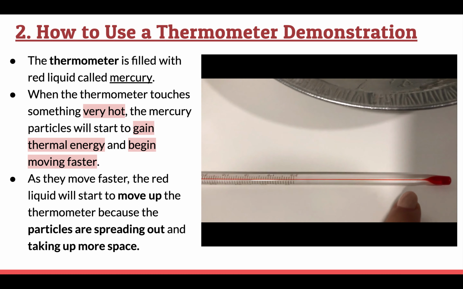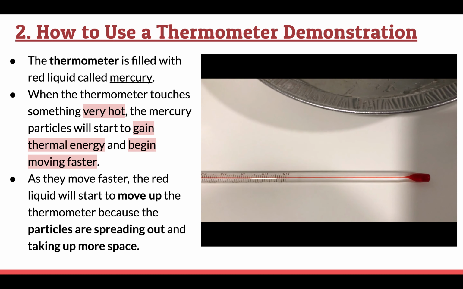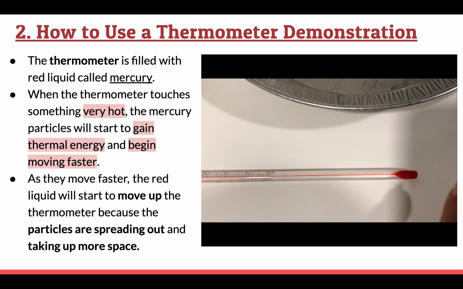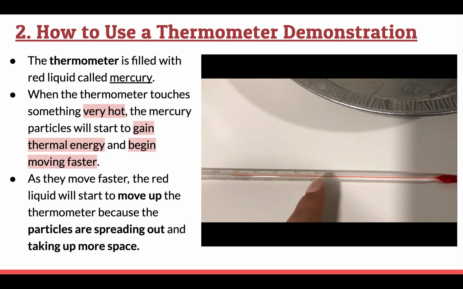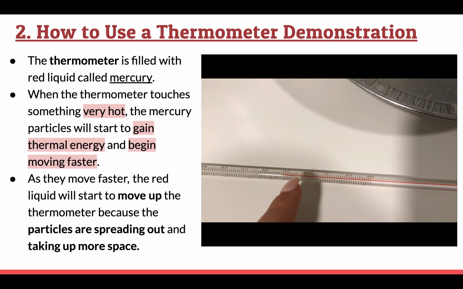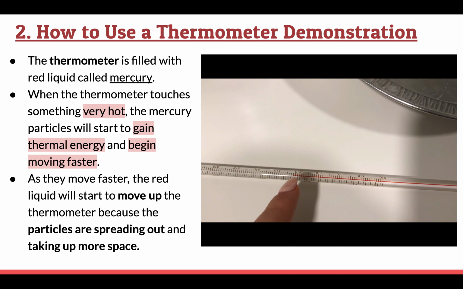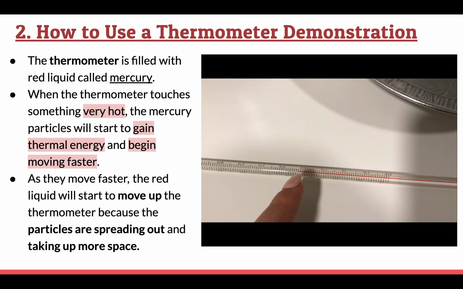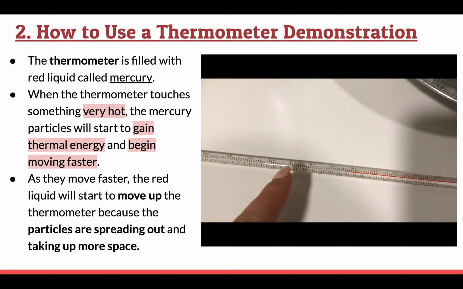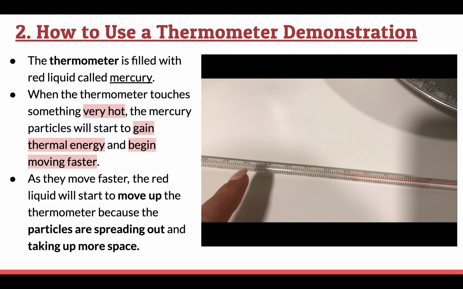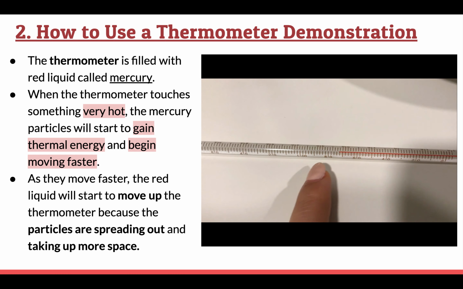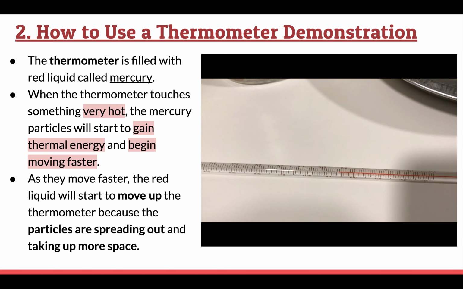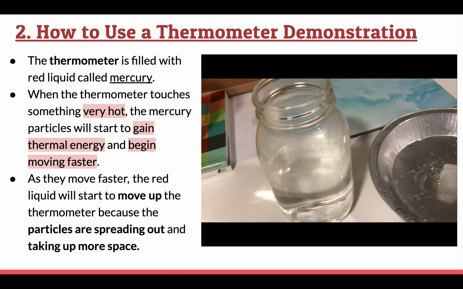So what happens is if the thermometer touches something very, very hot, then the thermal energy from the hot object is going to transfer to the mercury, and these mercury particles are going to start to move faster and faster, and they're going to need more space. So then the mercury over here is going to start to move up, up, up, because the particles in the mercury are moving faster since there's more thermal energy, and that's why the number of the temperature is going to increase.